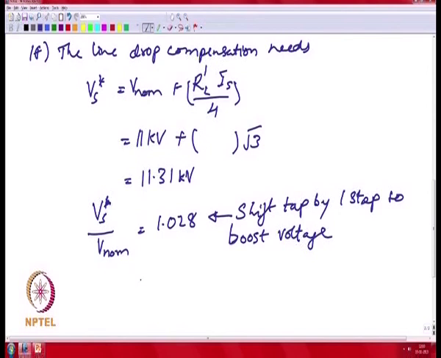So, your actual voltage, previously you were sitting at tap 2. So, if you boost it by 1 tap, you now go to tap 3.